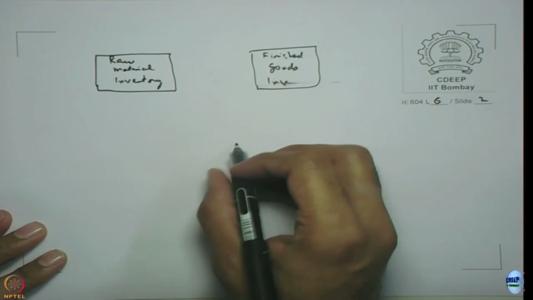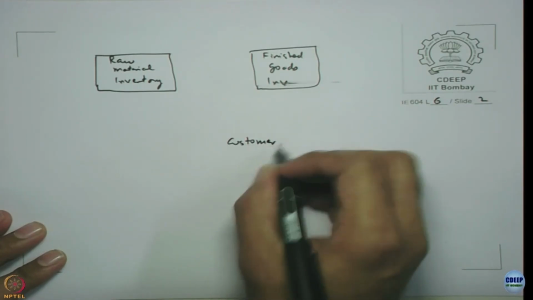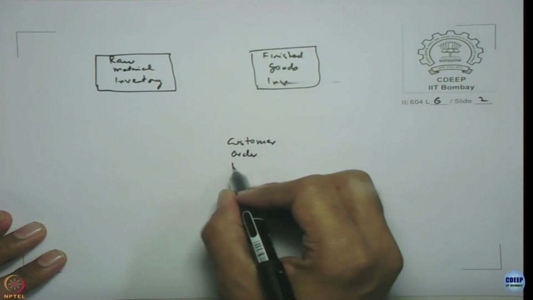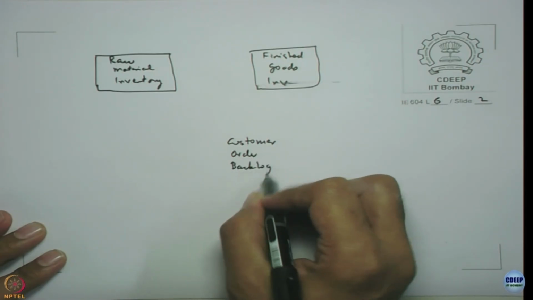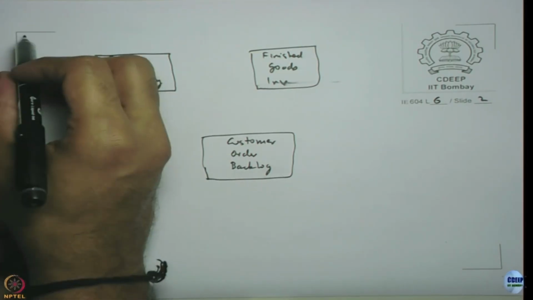Then let's have something called the customer order backlog. So this is the example.